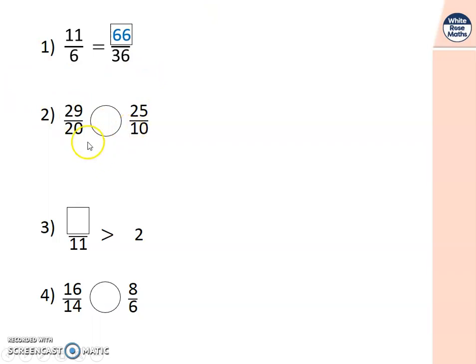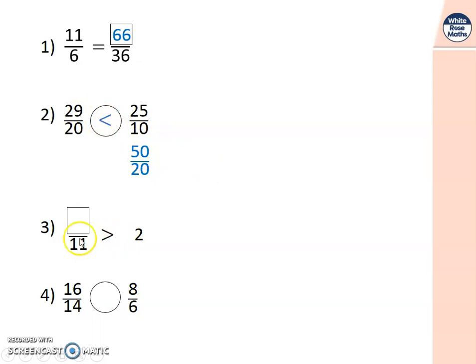On the next one, we need a common denominator. We can see we could change this one. We can double it. So therefore, we double the top, which makes 50/20ths compared to 29/20ths. The denominator is the same, so we'll look at the numerator. The greater the numerator, so it must be this side that's smaller, because 29 is smaller than 50.